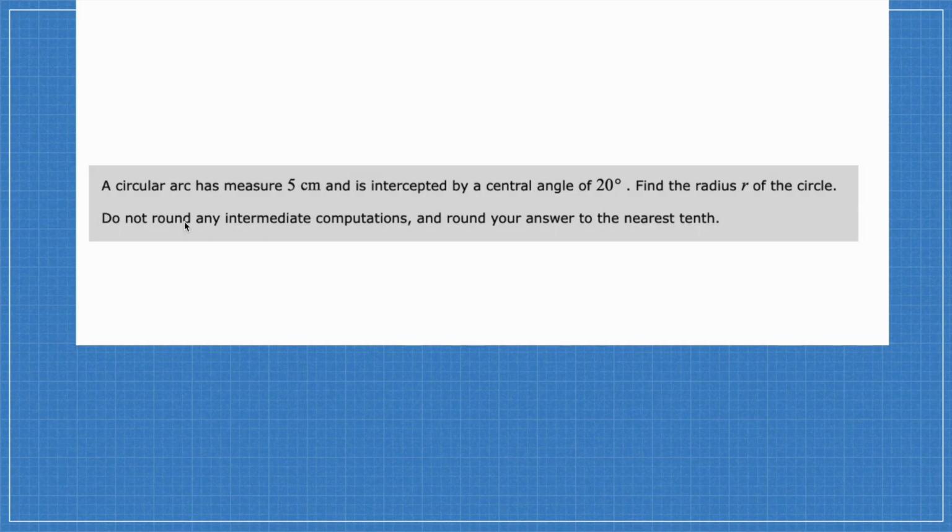Okay. So for the second question, it says a circular arc has measure 5 centimeters and is intercepted by a central angle of 20 degrees. Find the radius r of the circle. Do not round any intermediate computations, and round your end answer to the nearest tenth. So now I know my arc length, it's 5 centimeters, and I know my central angle.